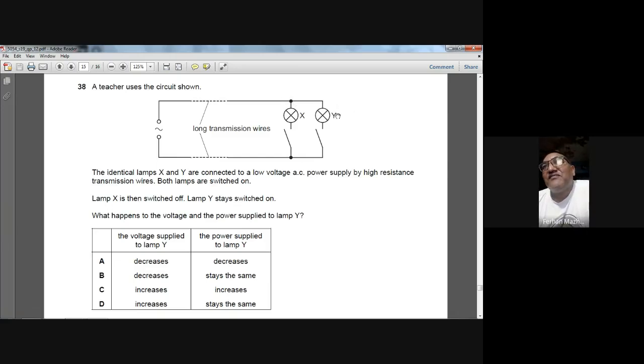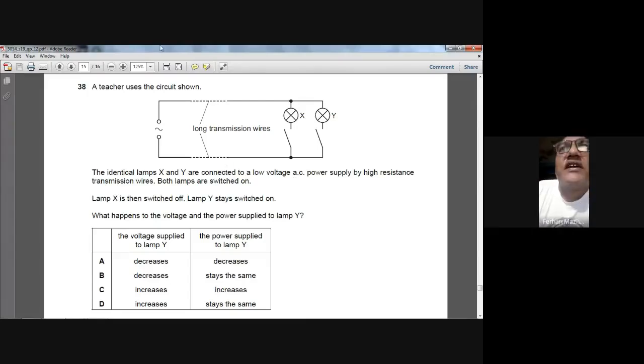So here this resistance will be now more, the total resistance will become larger. So now Y will take more voltage. So the voltage supply to lamp Y will increase. The power supply to lamp Y, when this will increase, the current will decrease. So the power supplied may stay the same. Or wait a minute.